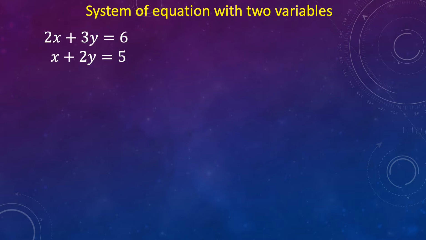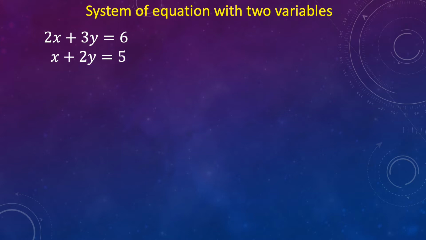The first example, 2x plus 3y equals 6 and x plus 2y equals 5. So how to solve this simultaneous linear equation? You have two choices. One is substitution, the other one is elimination method. So I'm going to show you elimination method.